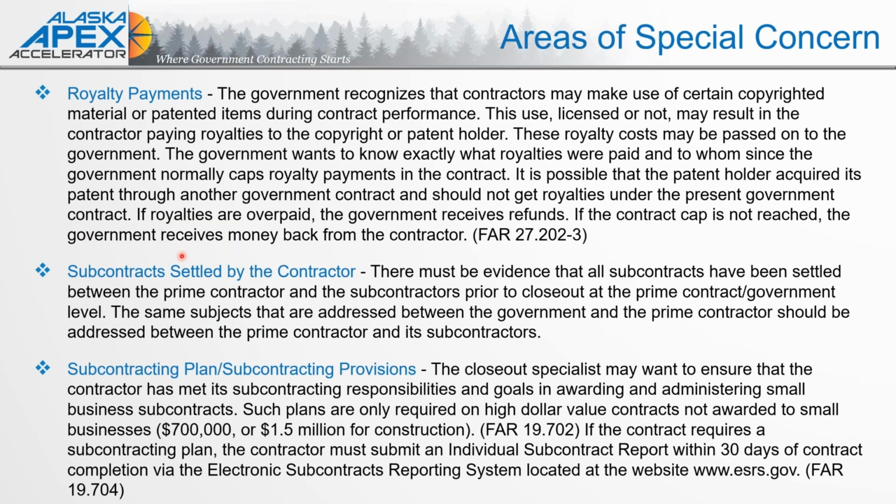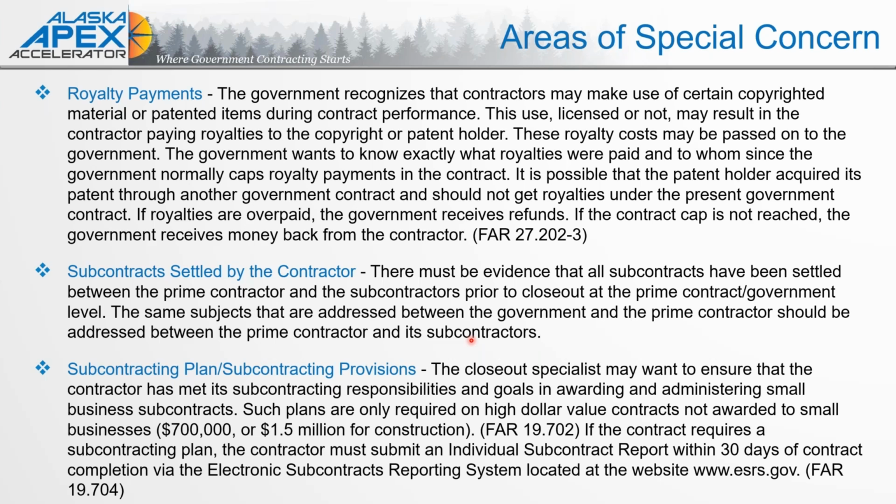Royalty payments, subcontracts settled by subcontractor, and of course, subcontracting plan and revision. So let's talk about subcontracts for a moment. There must be evidence that all subcontracts have been settled between the prime contractor and the subcontractors prior to the closeout at the government level. The same subjects that are addressed between government and the prime should be addressed between prime and its subcontractors.